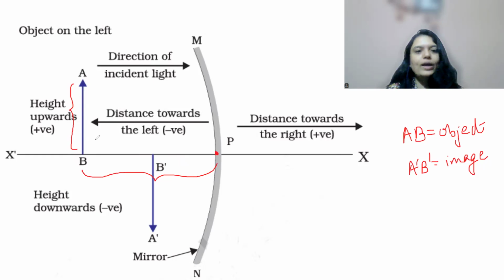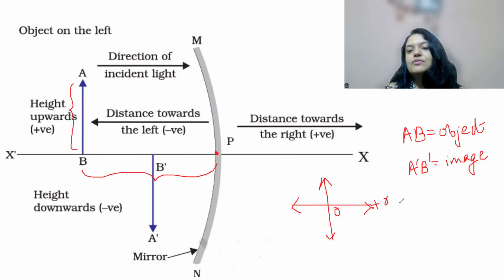Both are applicable. Why? Because suppose you're getting an image like this, below the principal axis, in the downward direction. So this is your image. So this height will be negative. Okay, so let's apply this to our Cartesian coordinate system, which you have definitely studied previously. So this is your origin. This is your positive x. This is your negative x. This is your positive y. This is your negative y.